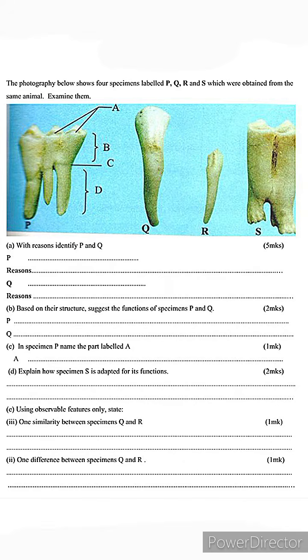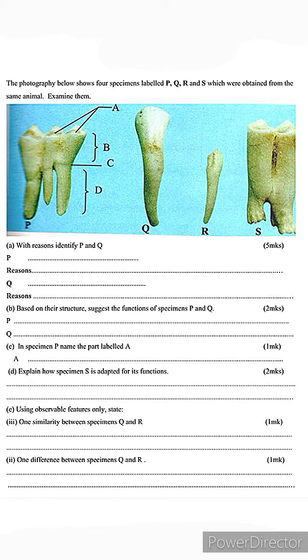Let's tackle another question. The photograph below shows 4 specimens labeled P, Q, R, and S, which were obtained from the same animal. Examine them. We can clearly see that the specimens are different types of teeth. So we have 4 different types of teeth, and we are supposed to identify them.